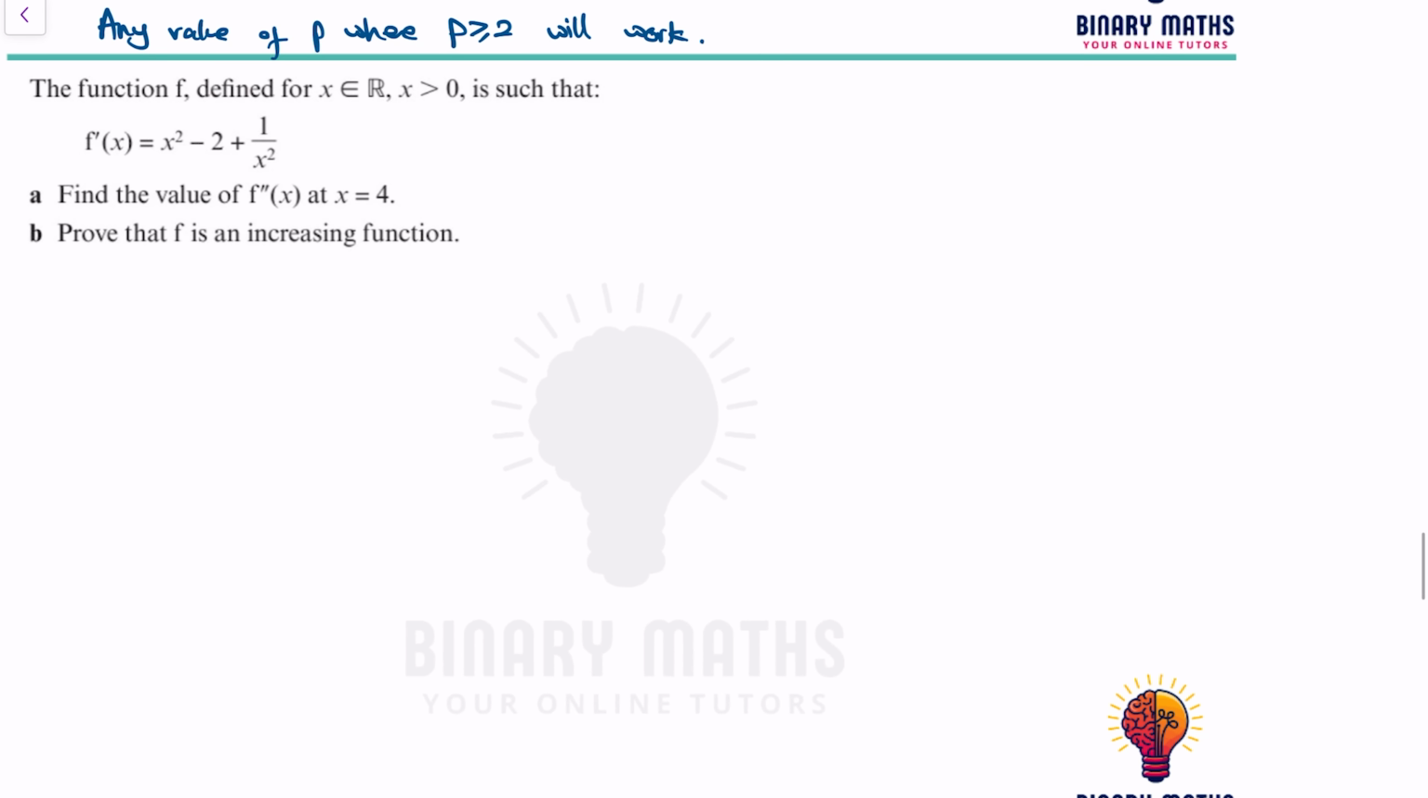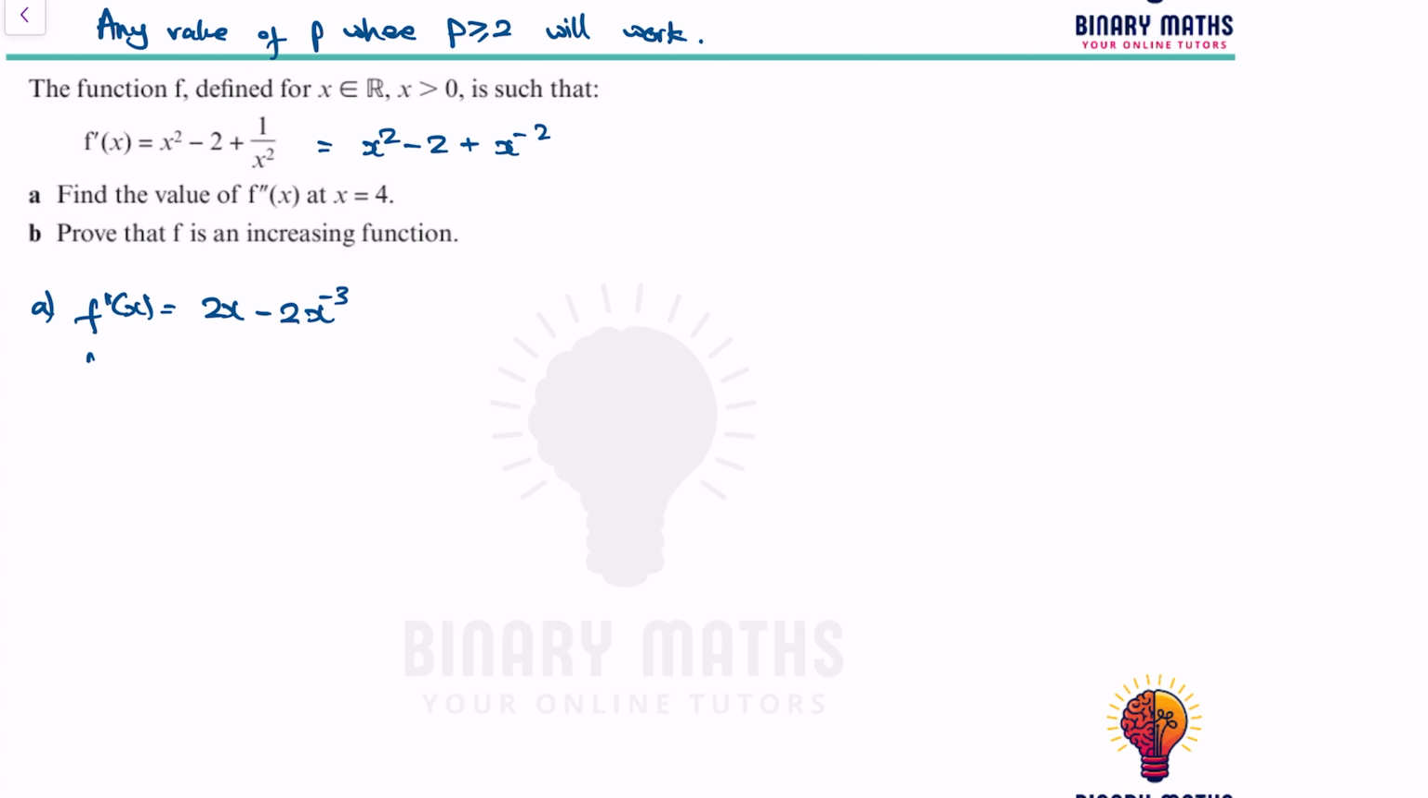Last question. The function f defined for x as the element of real, x is greater than 0, is such that f dash of x is equal to that. Find the value of f double dash of x. Now f double dash of x is the second derivative, so you differentiate again. So f double dash of x: x squared differentiates to 2x, minus 2 differentiates to nothing. 1 over x squared, if I were to rewrite this, is the same thing as x to the minus 2. So x to the minus 2 differentiates to minus 2x to the minus 3.